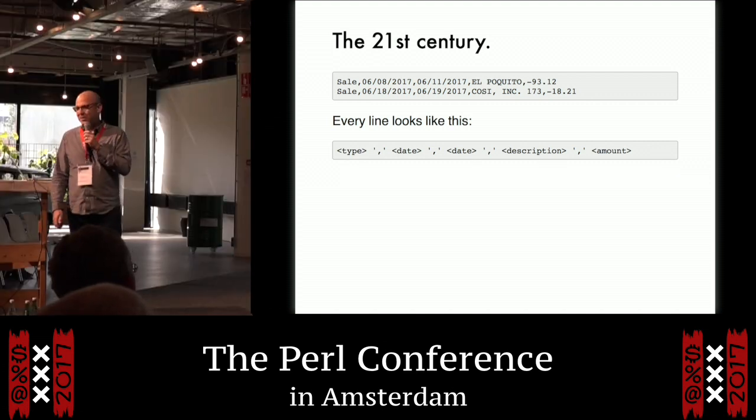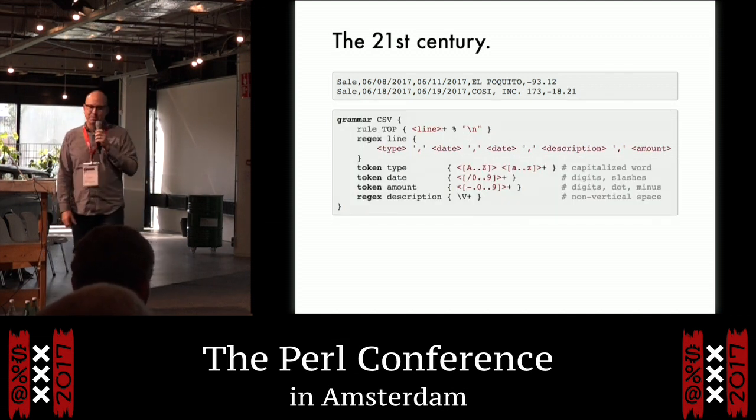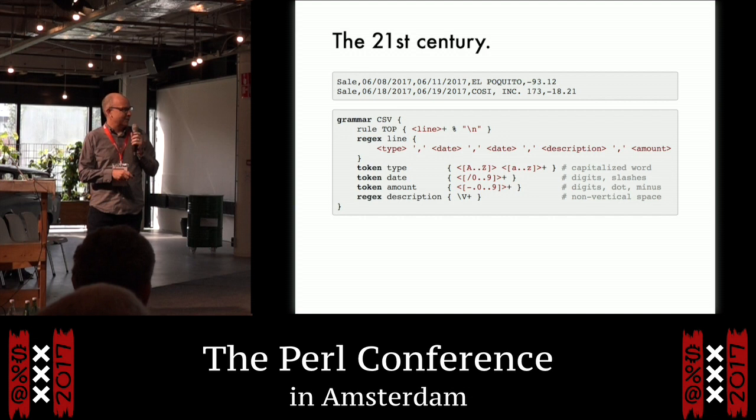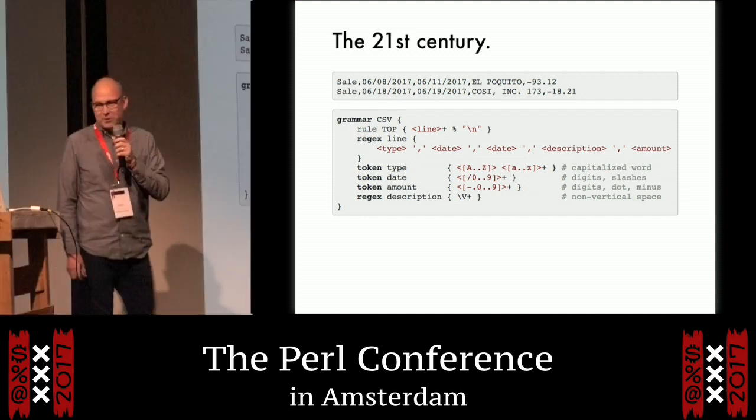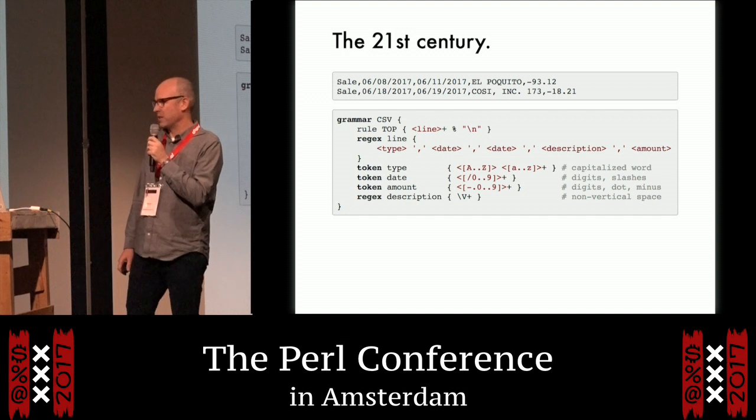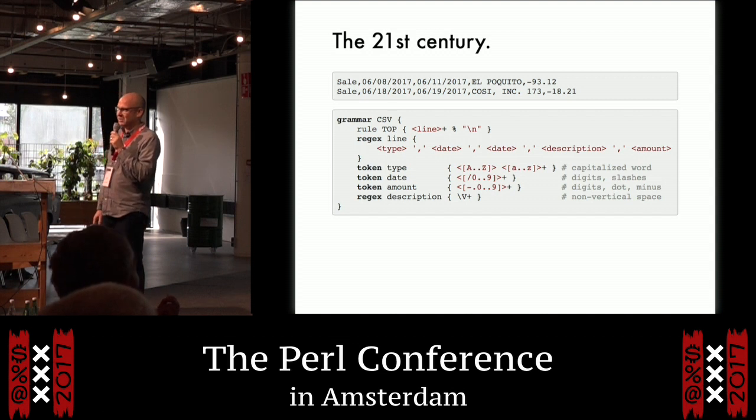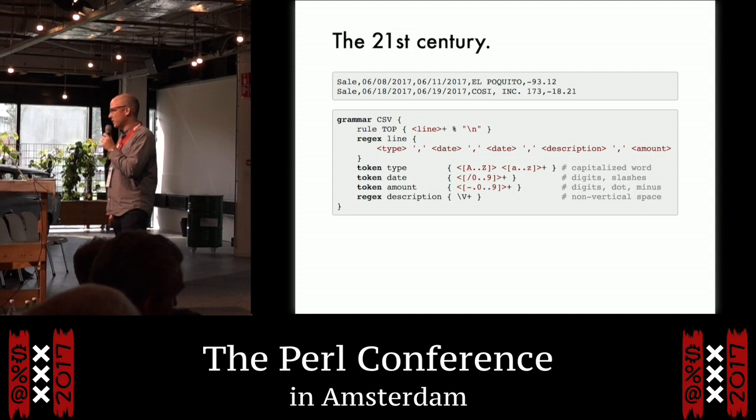And once we write this line here, which describes what a line of the CSV looks like, we can basically put it into a grammar and say, well, here's what a line of my file looks like, the line that starts with type. And then I can just describe those different types. So the first one, the type, is a capitalized word, so capital A to Z, followed by a number of lowercase letters. The date is a bunch of digits and slashes. And the amount is a minus sign and a period and a bunch of numbers.